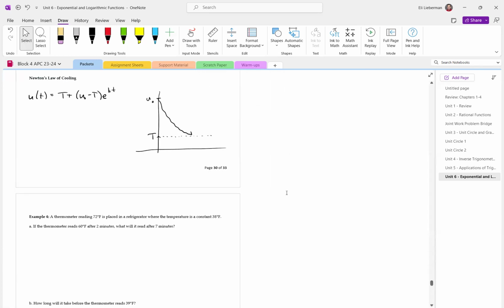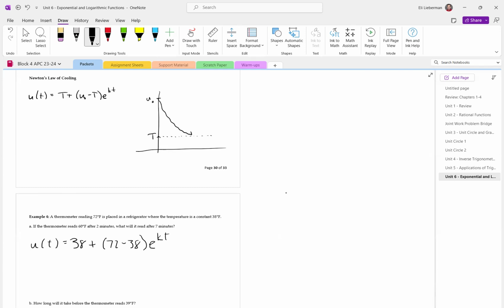Okay, so we just kind of follow our nose. The temperature read 72 degrees. That is the starting amount. That 72 degrees is U naught. So U of t is equal to T, do we know what T is equal to? It's 38. That is the room temperature. Plus 72 minus 38 times e to the kt. This is kind of general. We have to figure out that k, which is the rate of cooling in this case.